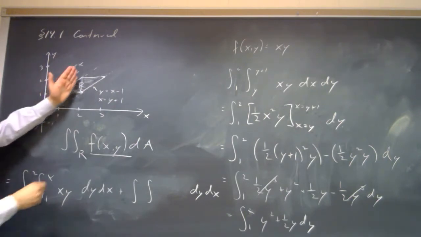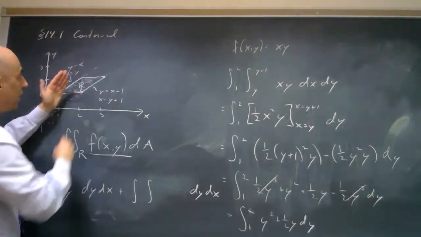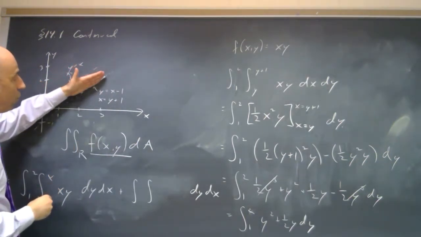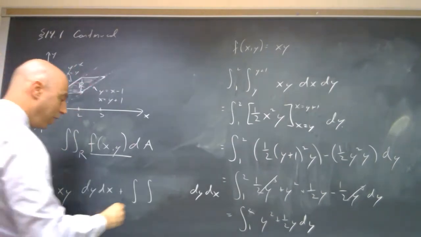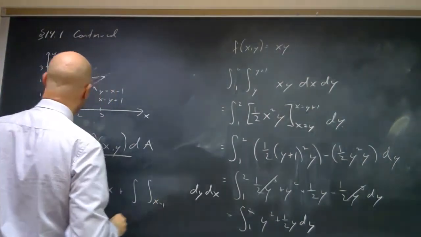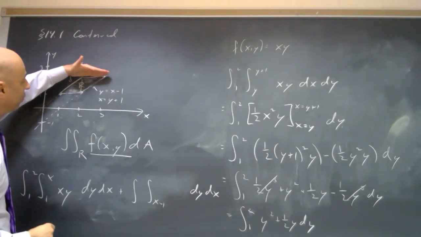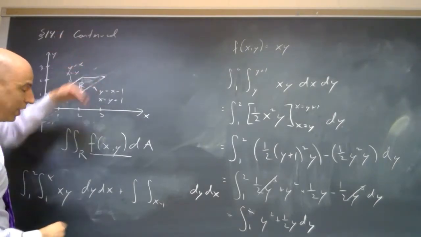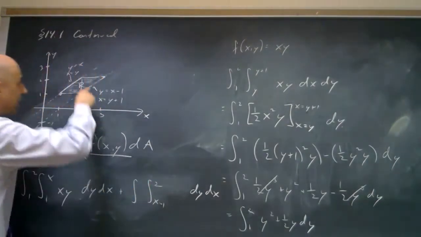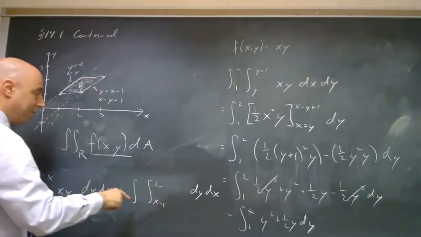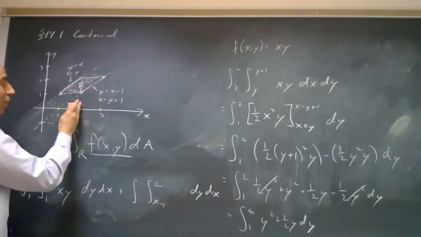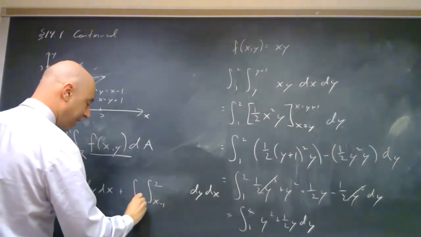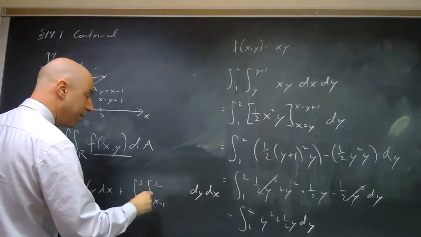And now we'll do the right-hand triangle. So here the bottom curve is y equals x minus 1. And the top limit of integration is y equals 2. That line is y equals 2. And of course, the outside limits, we're going from 2 to 3. X goes from 2 to 3.